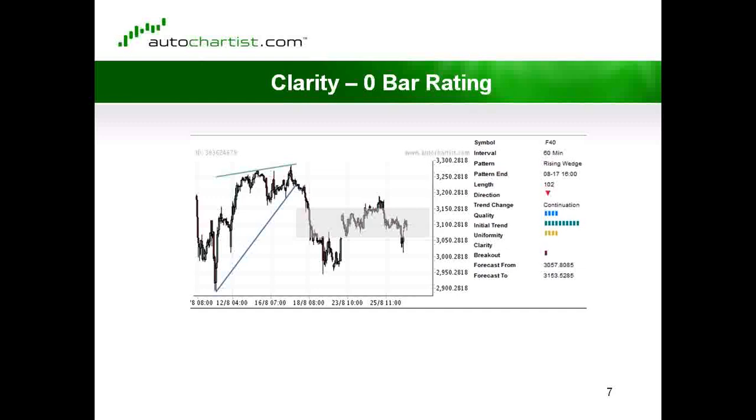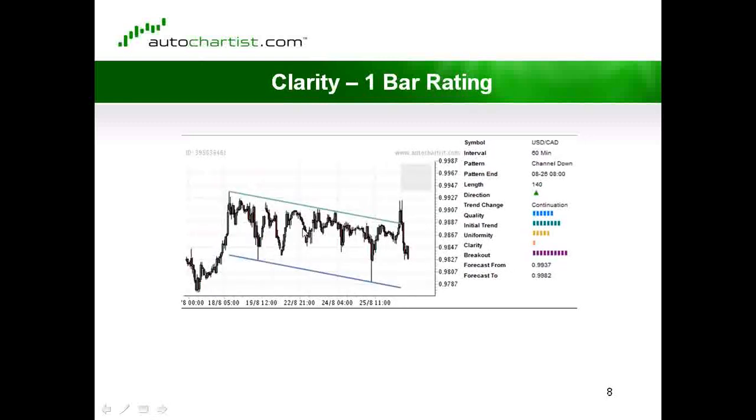This looks disjointed. At times you've had elongated moves, and then you had congestion. So that's why AutoChartist isn't picking it up as a clearly rated pattern right now. If we look at this chart, this really defines what a low clarity rating would look like.